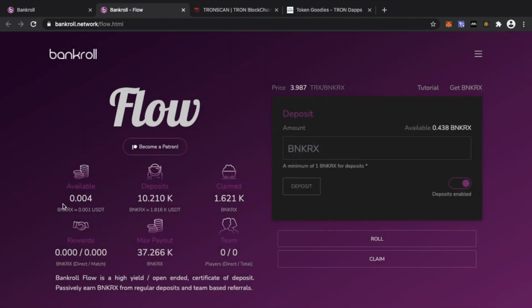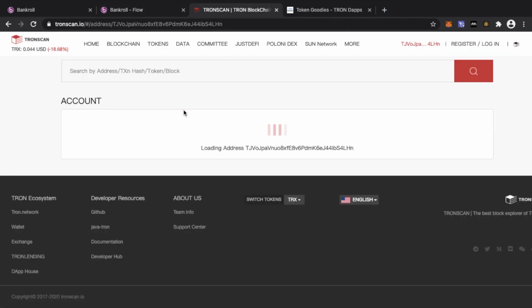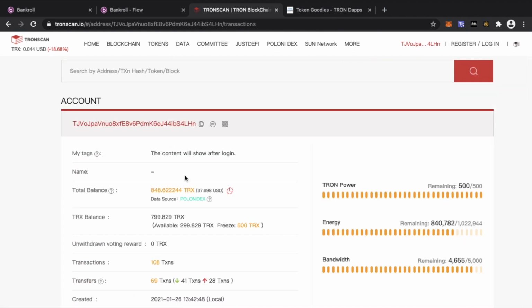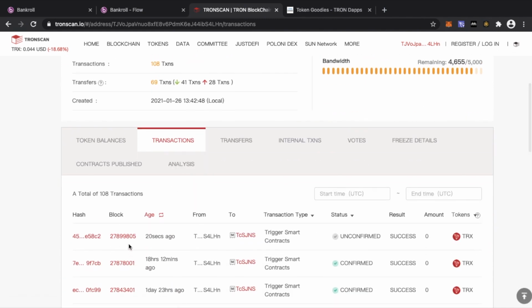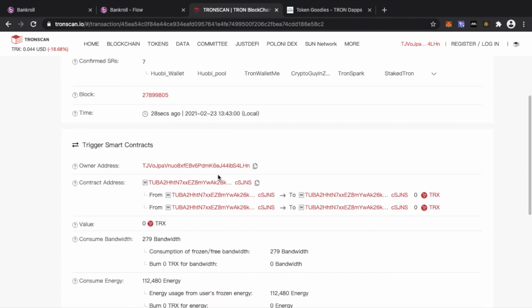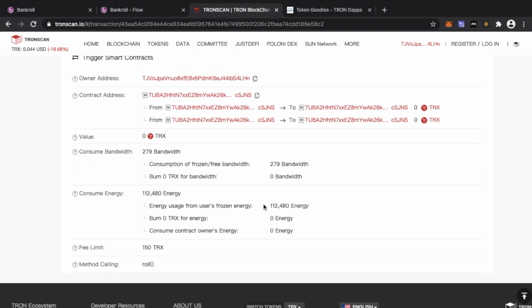And for every action you do, so for example, I'm going to roll here in flow. So I rolled a decent amount, I think it was about 80 BNKRX. I'll roll that in flow. If I go to TronScan, click on my address, go to my transactions and look at this transaction I just done. So if I click on the transaction hash, it will pull up a page. It will show you what I done. So I interacted with the bankroll contract, and you can see down there it cost me 112,000 in energy. So energy is basically what is needed to transact on the Tron blockchain.